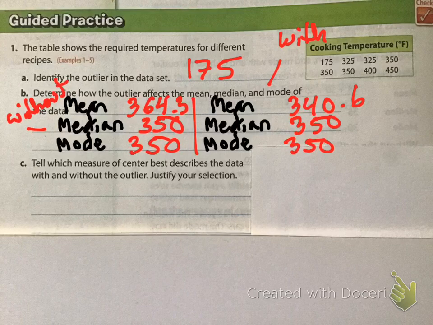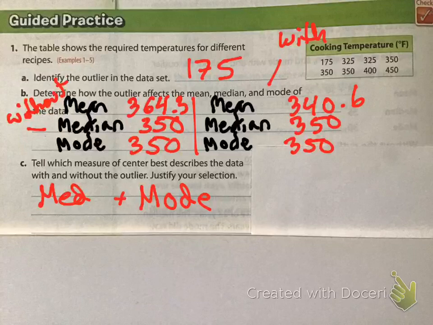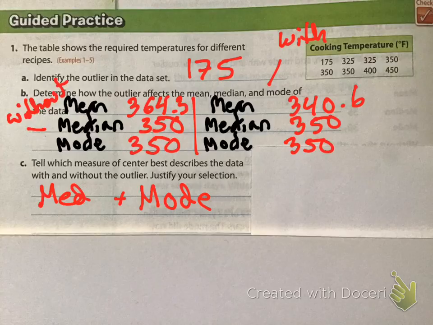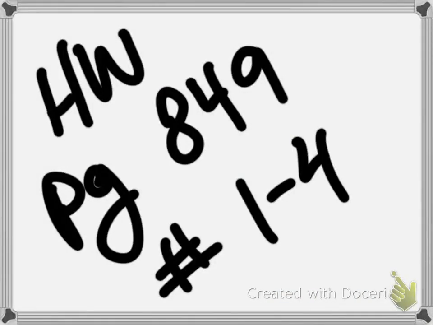So the median and mode best describe our data because the mean temperature is misleading based on the outlier. With the outlier, our temperature is very different than without the outlier. It's gigantic. So as we can see here, there are different ways that we can check to see which measure is most appropriate. Your homework is going to be page 849, numbers 1 through 4.